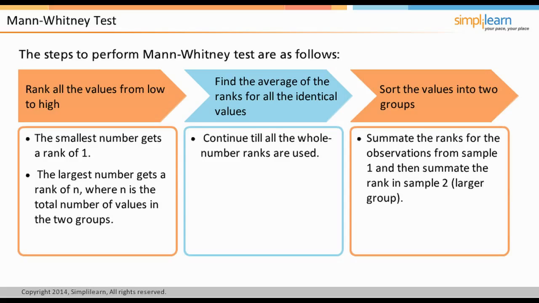If there are ties, continue to rank the values anyway, pretending they are slightly different. Then, find the average of the ranks for all the identical values and assign that rank to all these values. Continue this till all the whole number ranks have been used. Next, sort the values into two groups. These can now be used for the Mann-Whitney U-test. Summate the ranks for the observations from sample 1, and then summate the ranks in sample 2, the larger group.